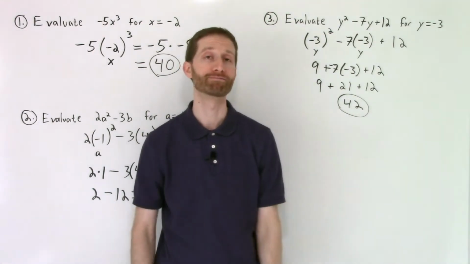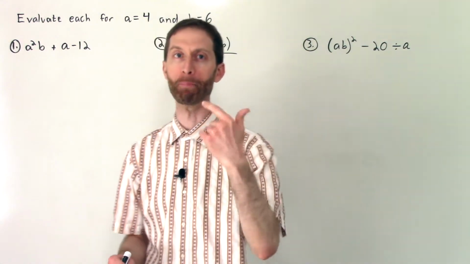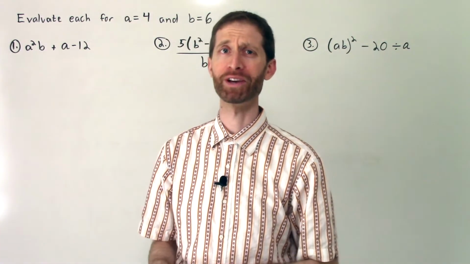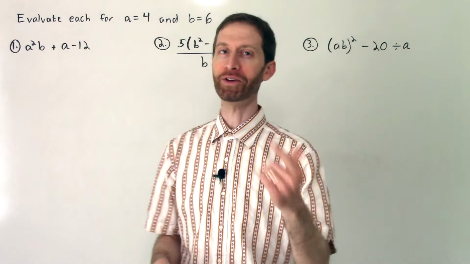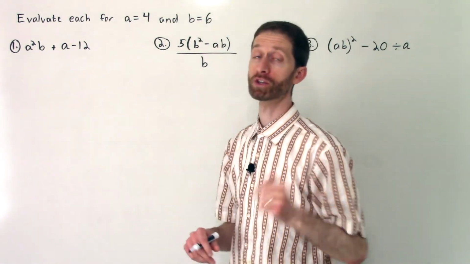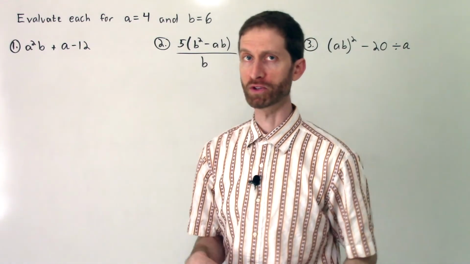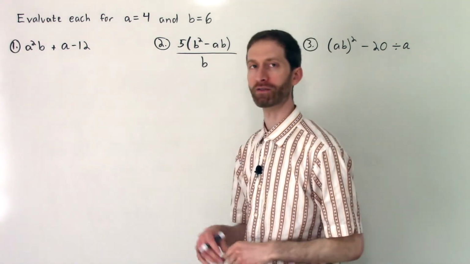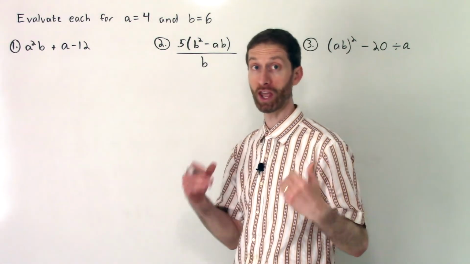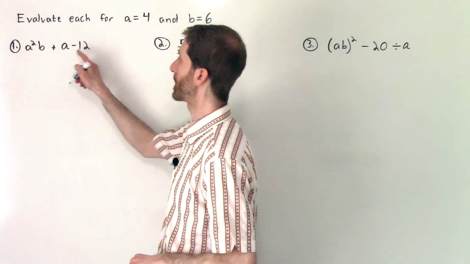You ready for it? And here we are on the flip side of this video with some unadvertised bonus coverage. Whoa. Okay, so let's check this out. We are going to continue to evaluate expressions using the order of operations, but we're going to go into math beast mode. So I've got some tougher problems here that involve a little bit more patience, but you can handle this. Let's do it. So you've got a squared times b plus a minus 12.